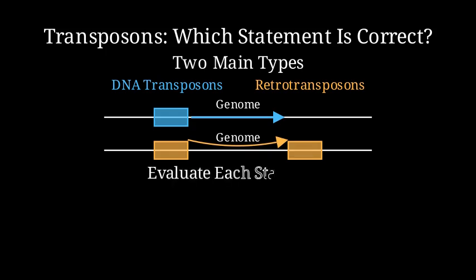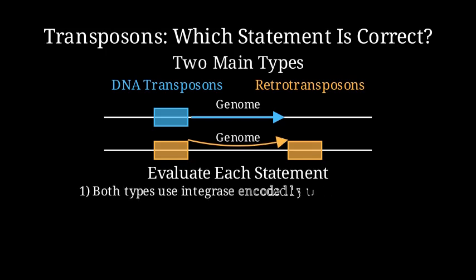Now, let's evaluate each statement carefully. We'll mark each one as correct or incorrect and explain why. Statement 1 says, both types of transposons use an integrase enzyme coded on the transposon itself. This is incorrect. DNA transposons typically use a transposase enzyme, not integrase. Retrotransposons may use integrase-like enzymes, but the enzymes are not the same for both types.